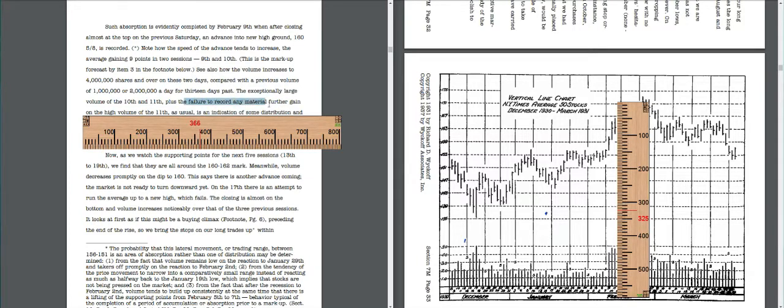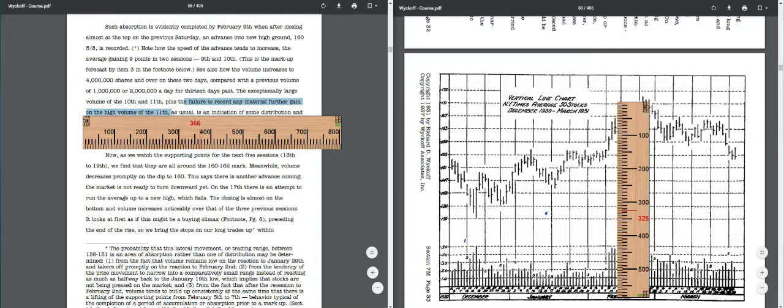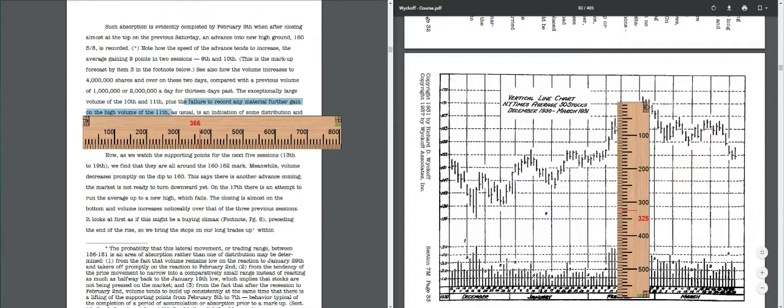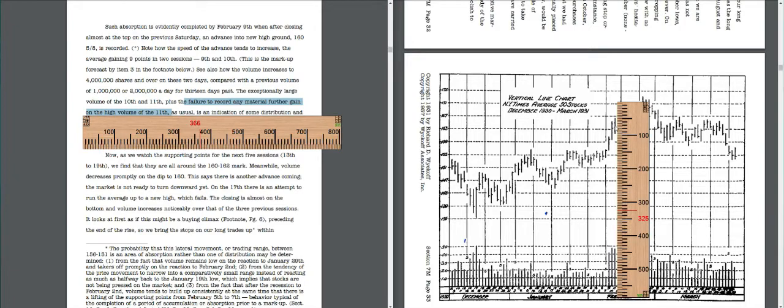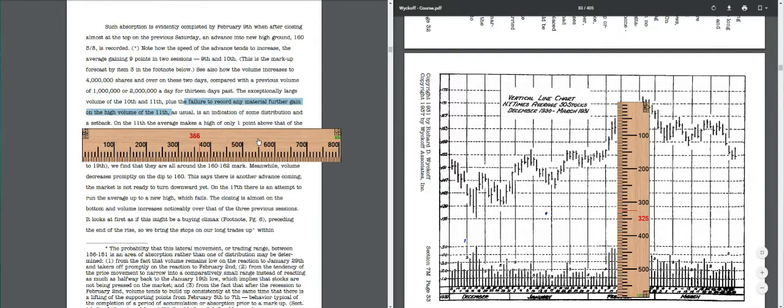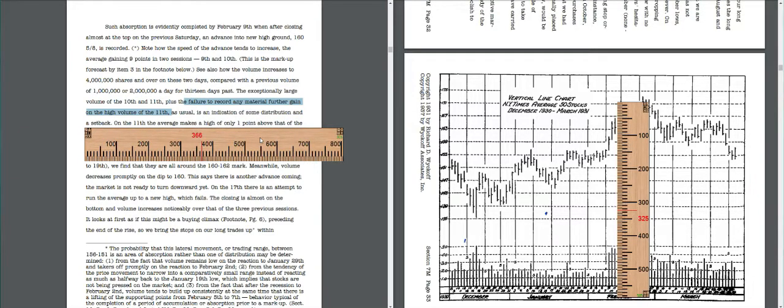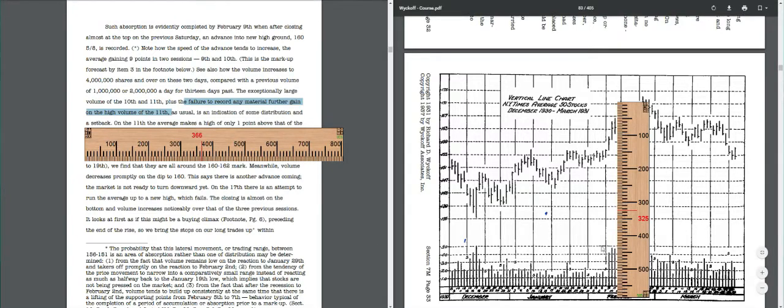Failure to record any further gain on high volume on the 11th. So all that volume but not a lot of gain is evidence of some distribution, and a setback. Does that mean that's final distribution? No. But it means that if they have 1 million shares, maybe half of it is sold. I'm just using that as an example. Obviously, this is in the 4 or 5 millions.